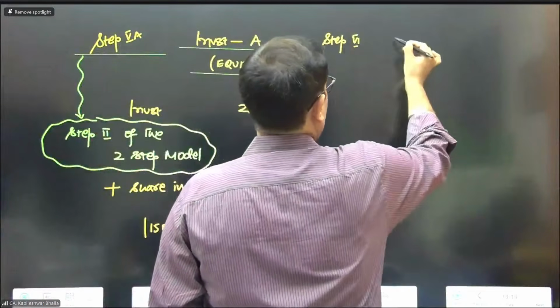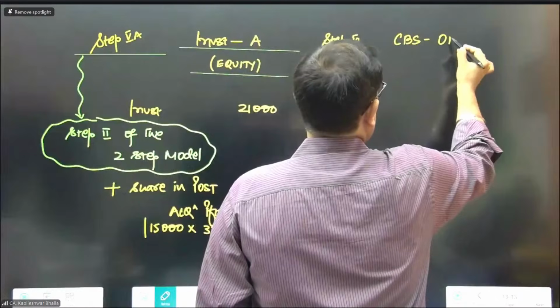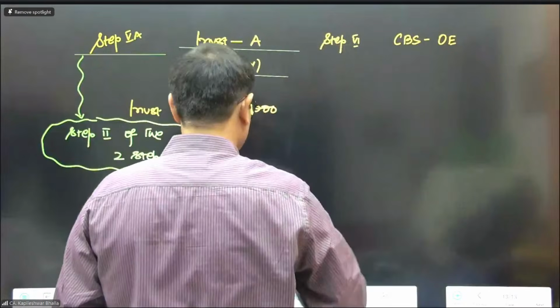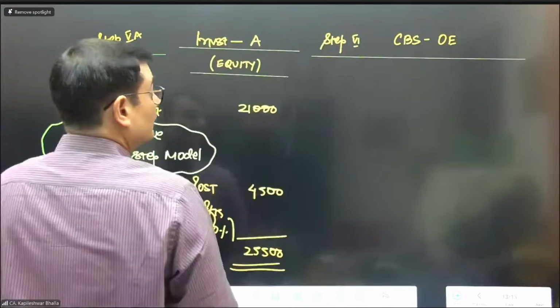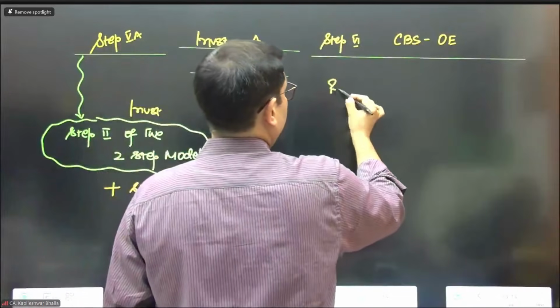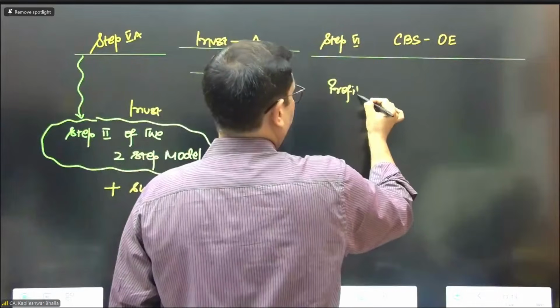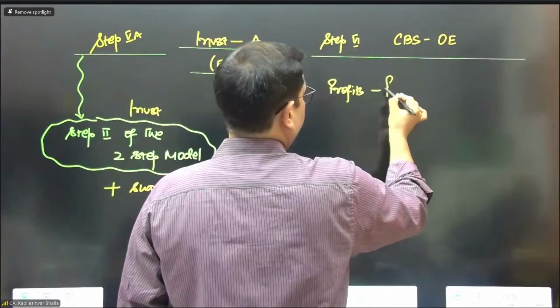So in terms of step number 6, we want to make the consolidated balance sheet other equity. So let's consider first of all the profits of the parent company as a base.